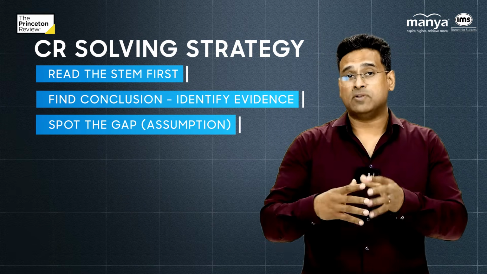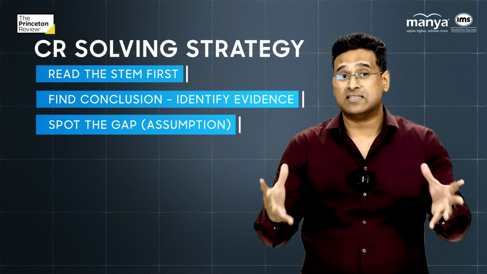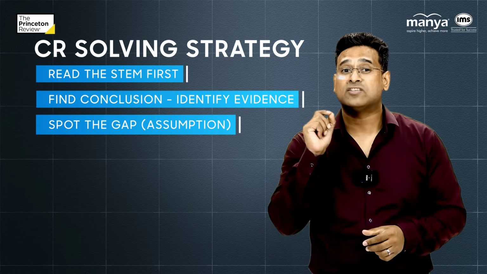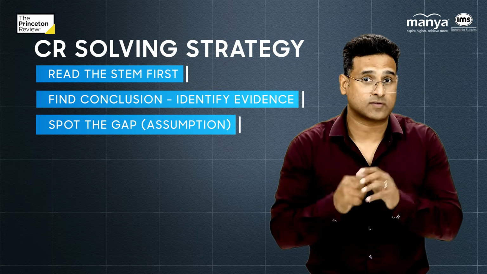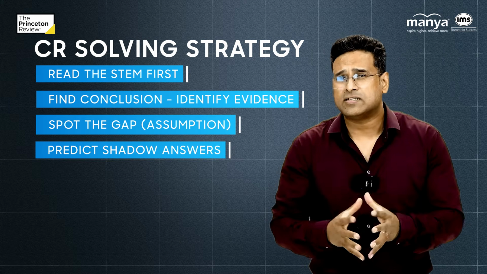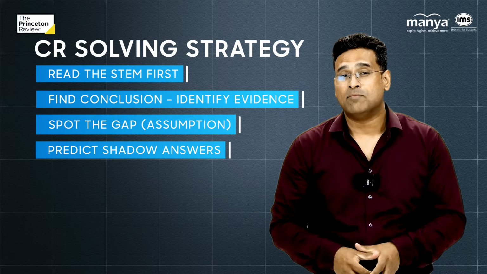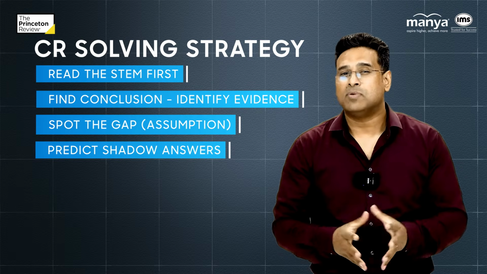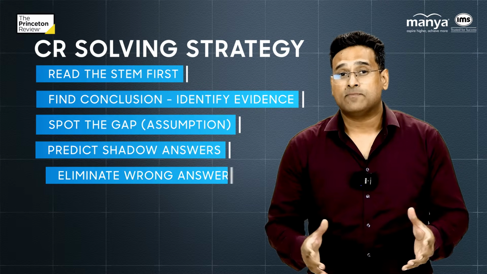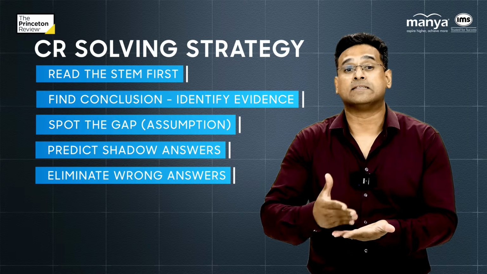Third, look for the gap between the evidence and the conclusion. This is where assumptions hide and where strengthen and weaken questions will focus. Fourth, predict a shadow answer before looking at the options. This helps prevent being misled by tempting but incorrect choices. Finally, eliminate answer choices systematically.